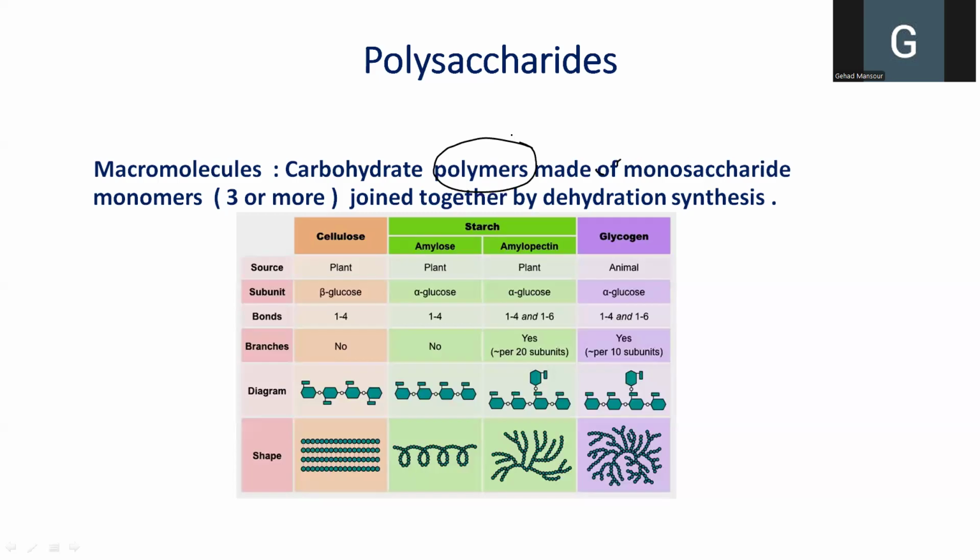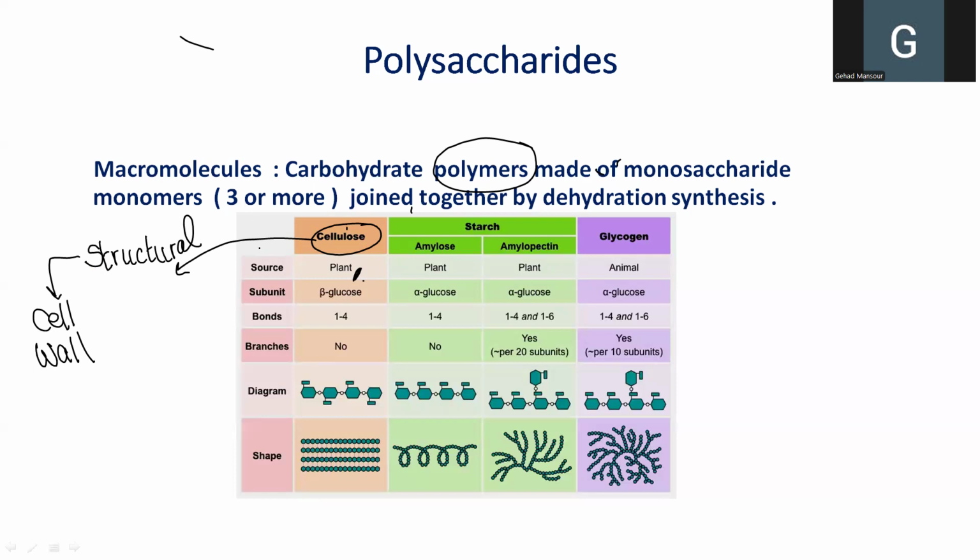In this table, we have several famous examples of polysaccharides. So we have cellulose, and we have to know that cellulose is the major carbohydrate in plants. It is a structural carbohydrate in plants. So cellulose, as you can see, is a plant carbohydrate, and it is a structural carbohydrate, meaning that it enters in the formation of the cell wall of the plants.